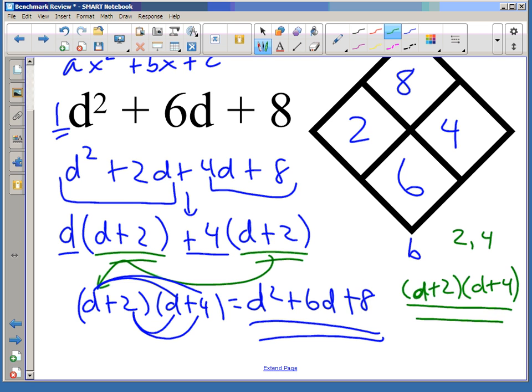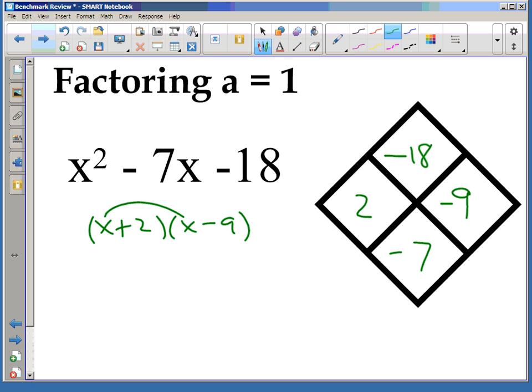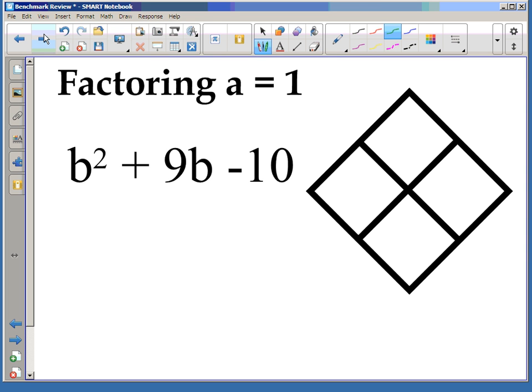Okay, putting that into practice then, our negative 18 and our negative 7, the factors that have a difference of 7 are 2 and 9. We want the bigger number to be negative. We can jump right to x plus 2, x minus 9. Checking our work, we'd get x squared plus 9x, minus 9x plus 2x. That gives us a negative 7x. And then 2 times negative 9 is a negative 18. Try this one and then hit play. See if you did it right.